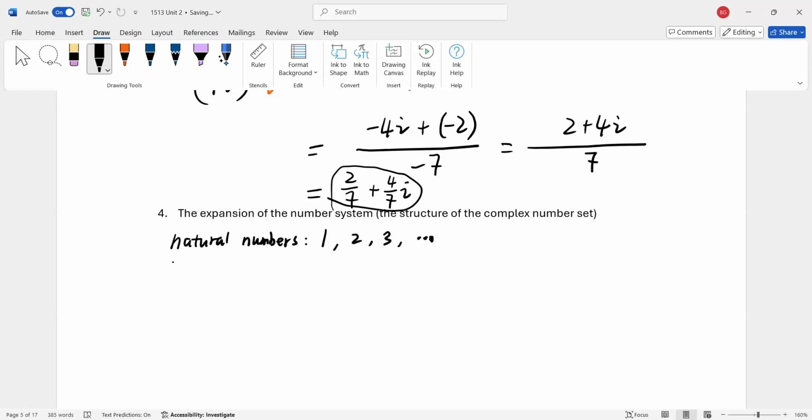And then what if one day they didn't catch anything? That is 0. But 0 is not a natural number. With 0, we add a 0 to the set of natural numbers, we get the whole number set. Whole numbers include 0, 1, 2, 3, and so on.